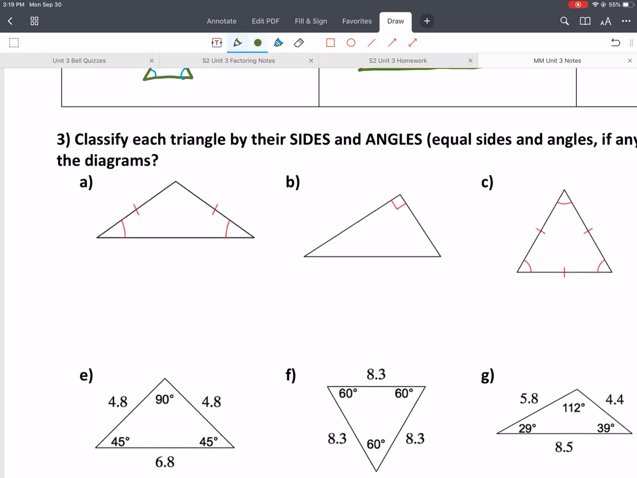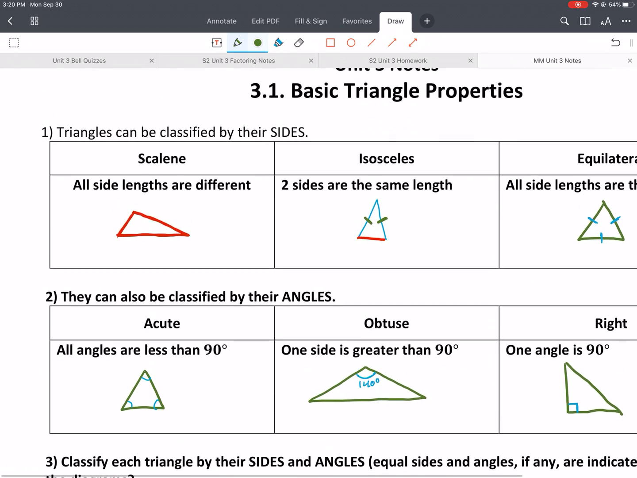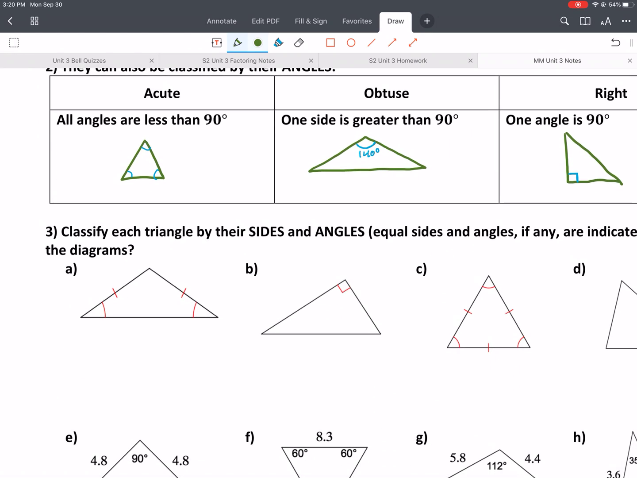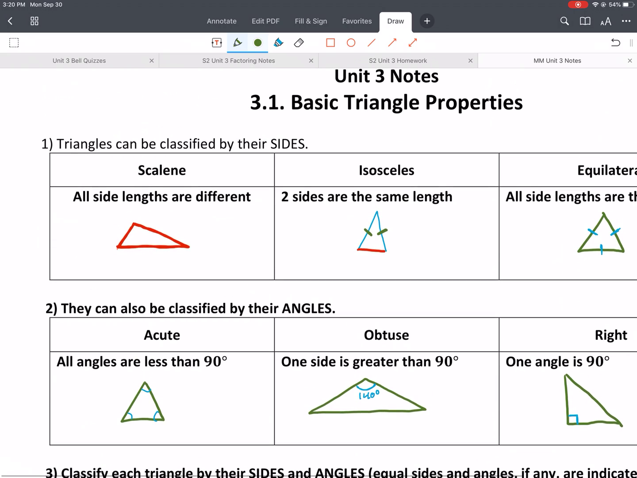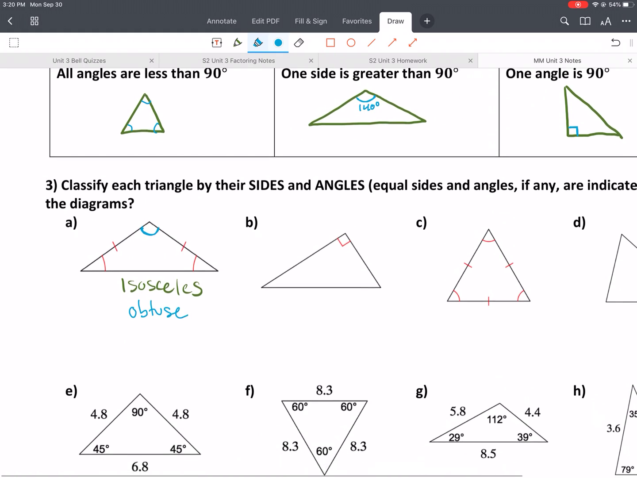This first one has two sides that are the same length, aka an isosceles. So we'd write down isosceles. I spelled that right. Yep, isosceles. Then classifying by its angle, we don't have anything saying what the angles are, but to me, this angle at the top is more than 90 degrees. So I would probably say obtuse.